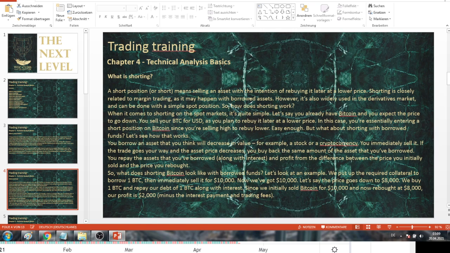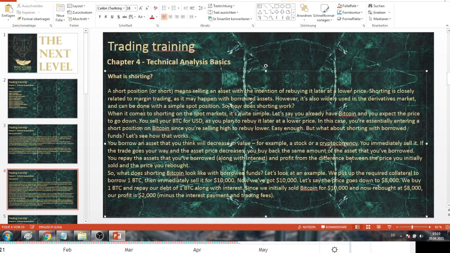Shorting is closely related to margin trading. Very important. You use shorting in margin trading. I give you here an example, as it may happen with borrowed assets. You borrow money from a bank or exchange, and make profits with the borrowed money. So, an example for you.